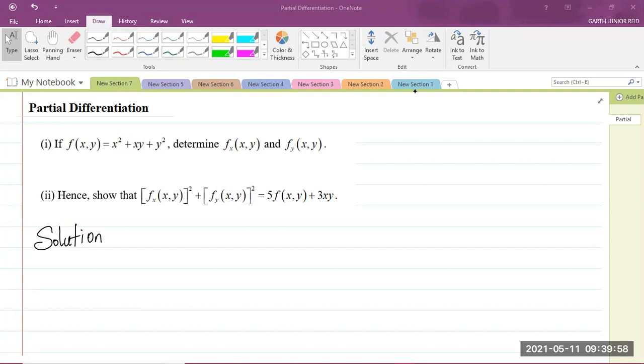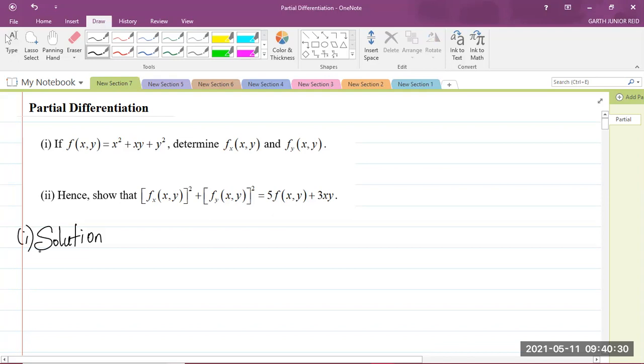And the topic is partial differentiation. We have a question here which says: if f of xy is equal to x squared plus xy plus y squared, determine fx of xy and fy of xy. And we have a follow-up question which says: hence show that fx squared plus fy squared is equal to 5f plus 3xy. So let's do that question.